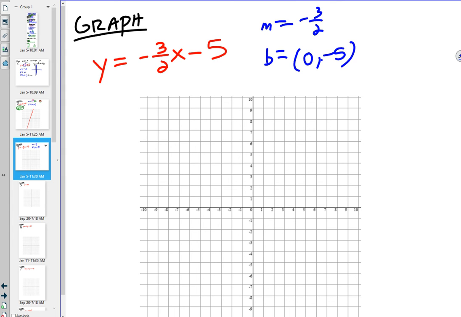Y-intercept is 0, -5. Where am I going to start my graph? -5. Somewhat of a common mistake is that people confuse the axes. So, y-intercept, up and down intercept. Now, once I get here, hopefully you can recognize that the 3 is going to be your rise and the 2 is going to be your run.